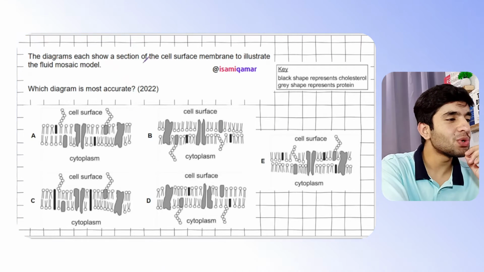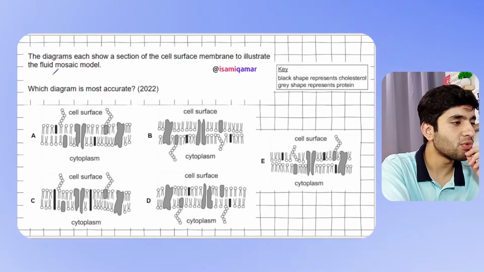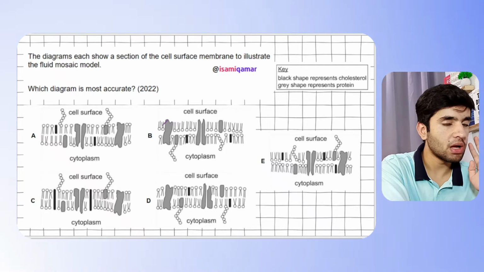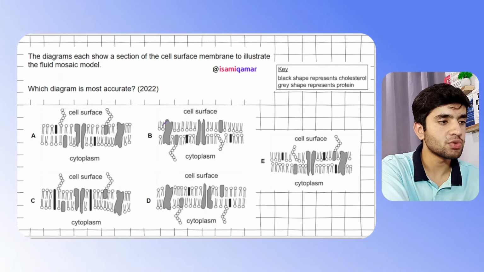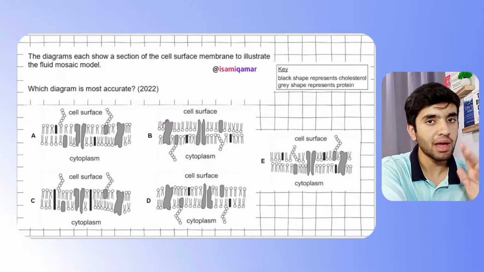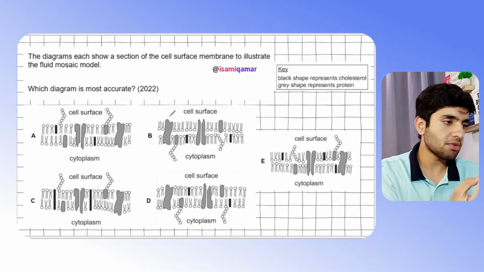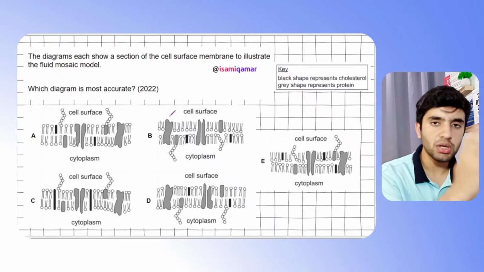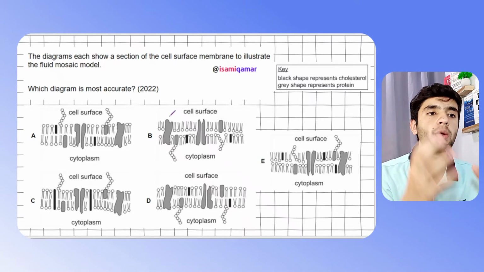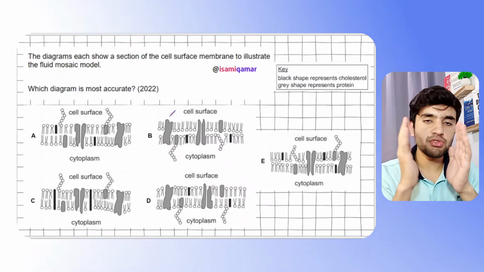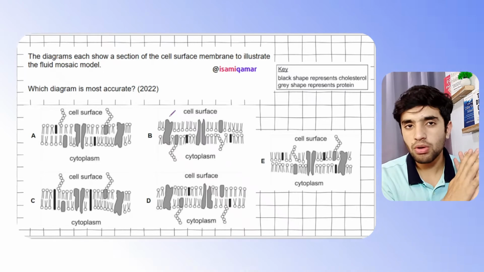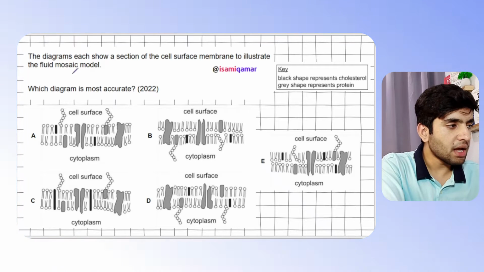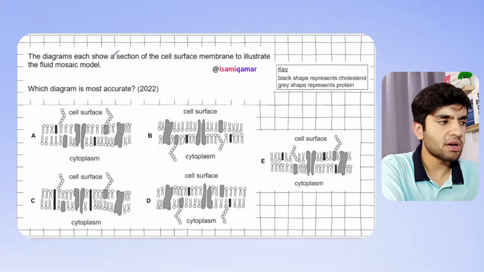The diagrams each show a section of the cell surface membrane to illustrate the fluid mosaic model. If you have seen the picture of the cell membrane, then you can easily answer this question in a moment. But if you haven't, then this gets a little bit trickier. But don't worry, you don't have to panic. Just understand what it is asking, and then try to retrieve the information from whatever you have studied. In a real-time exam, you will forget everything. So now you have to identify which is the correct model of the fluid mosaic model.